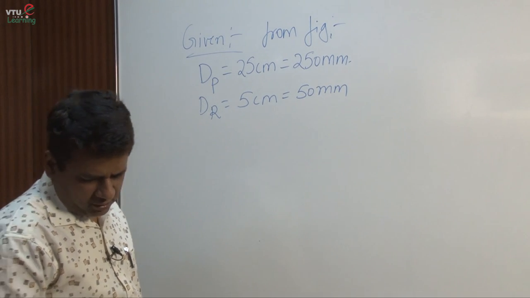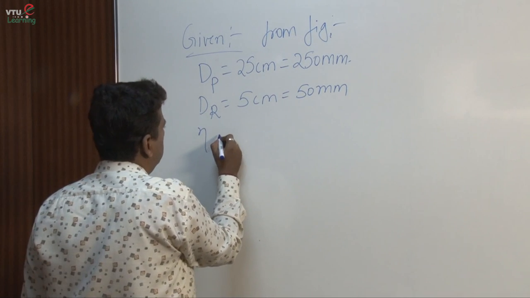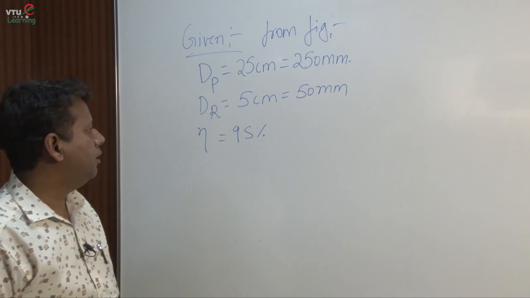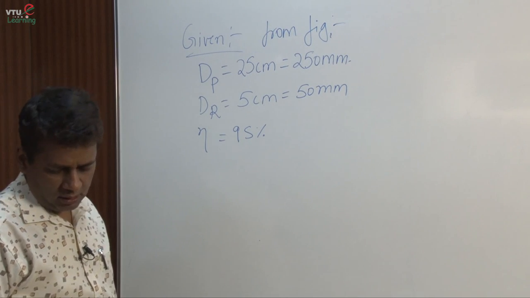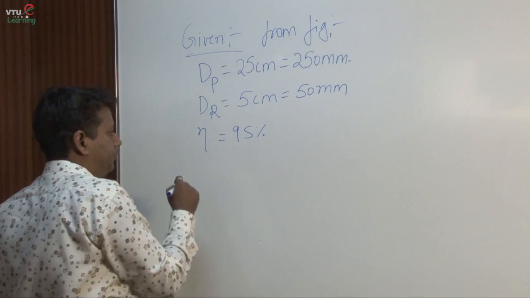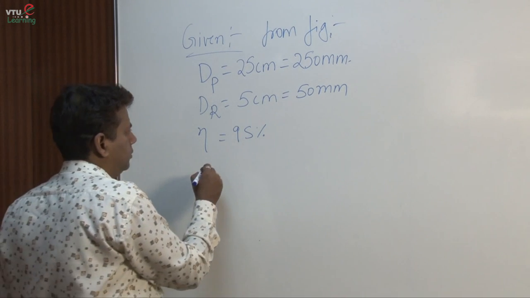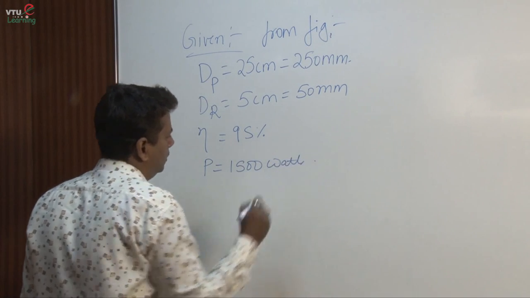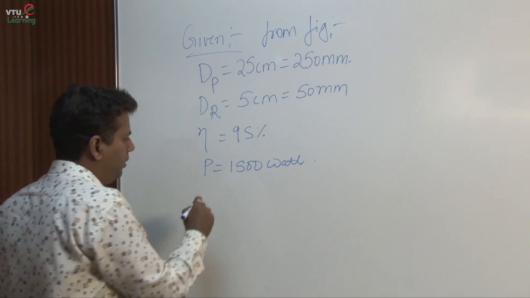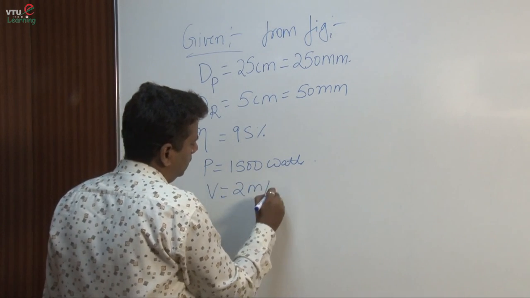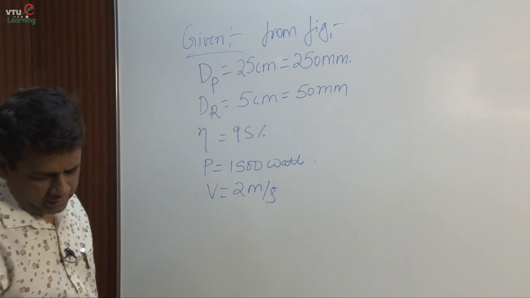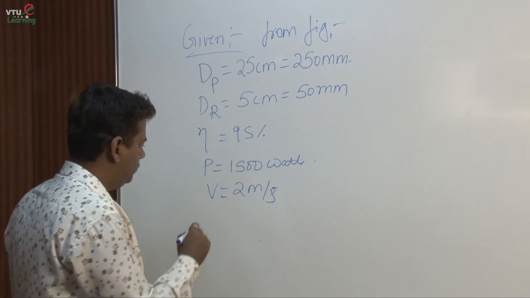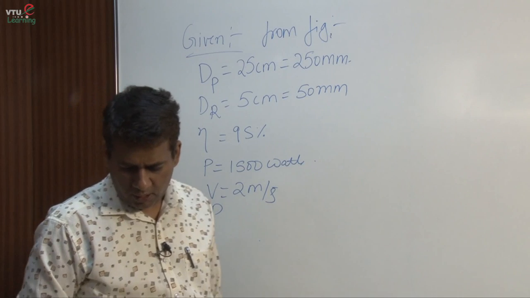Along with that, he has given the efficiency of conversion, that is 95% of the hydraulic cylinder. The hydraulic cylinder has a conversion efficiency of 95%, and the output power is 1500 watts. The velocity is 2 meter per second. What is the pressure? So we have to calculate the hydraulic input pressure.